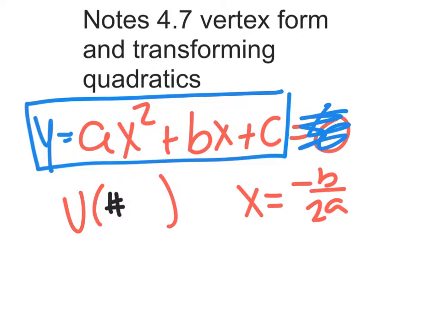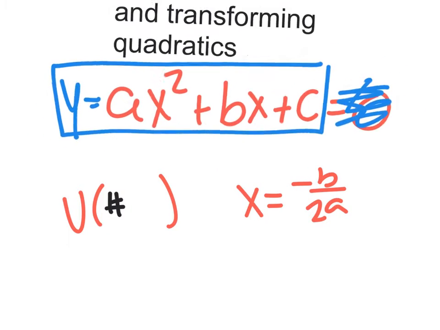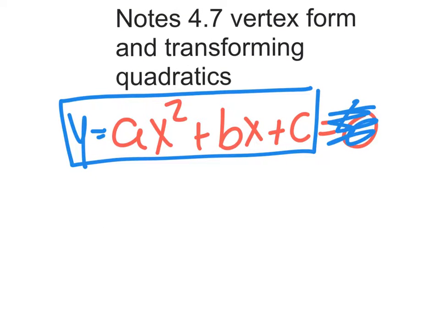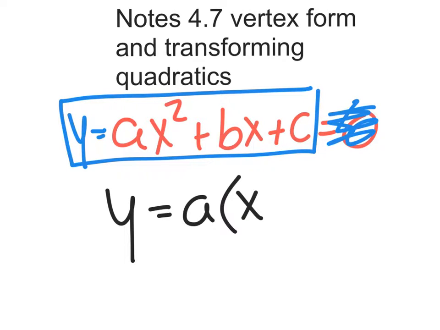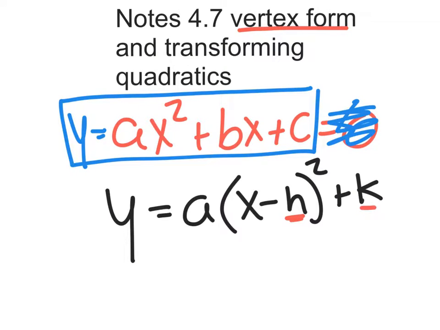So what we're doing today is learning a new form, which is vertex form. It's y equals a, parentheses, x minus h, squared, plus k. Okay, now this is called vertex form. Why is it called vertex form? Because the h and the k are your vertex. It is your vertex.